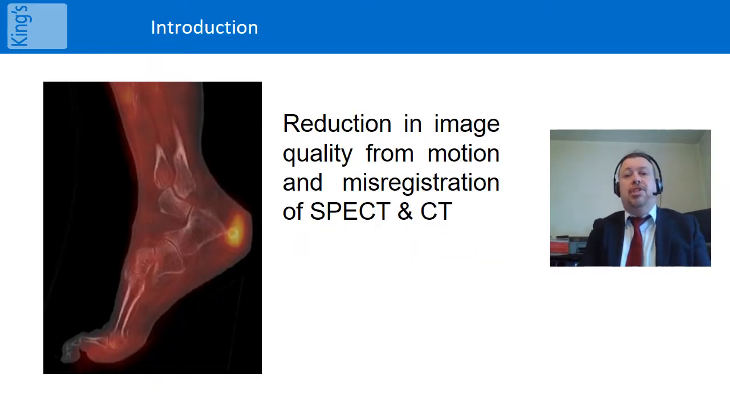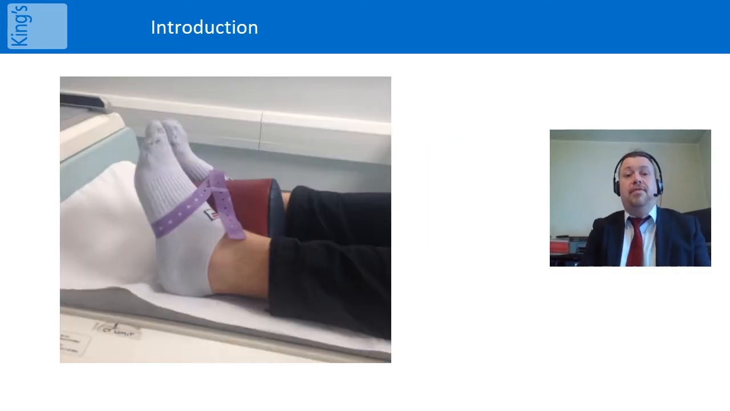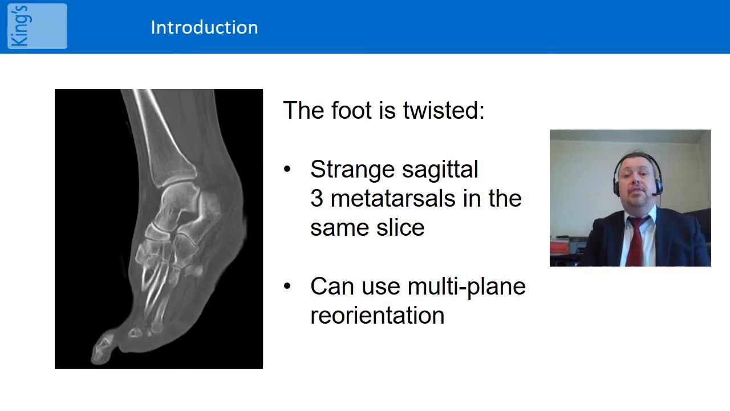The images will be degraded if the patient moves during the study, and may also lead to misregistration between the SPECT and CT images. Here you can see a small amount of motion in the toes has led to the misregistration. Our previous setup involved using a wedge cushion and straps to hold the feet together, although the feet are usually then extended and they are often twisted. Here you can see from a sagittal view that the foot is twisted. So for instance, we have 3 metatarsals all in the same sagittal slice.